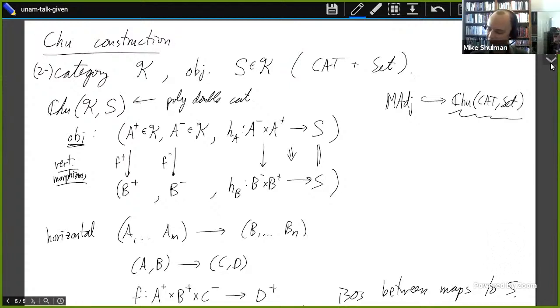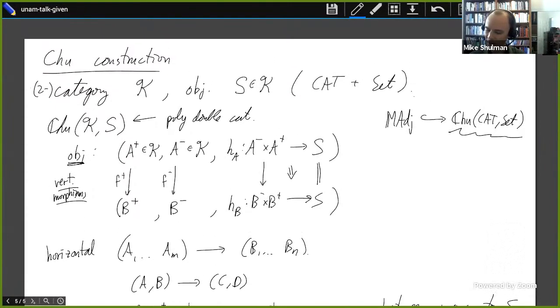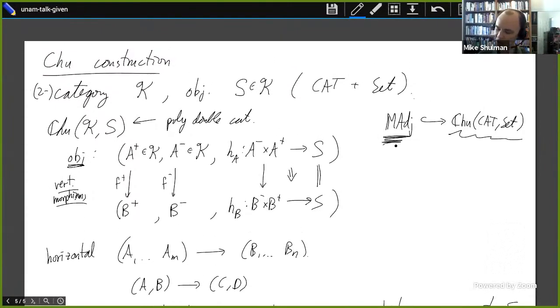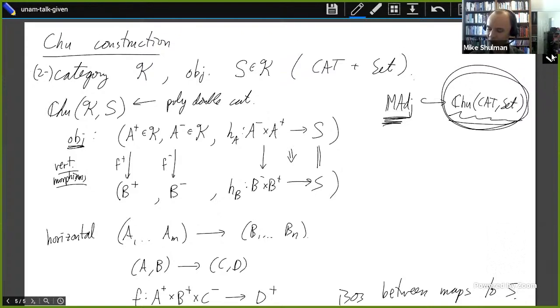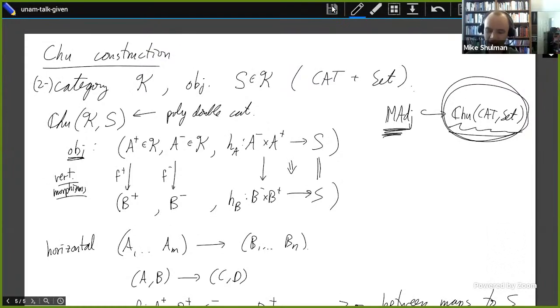But the main point that I wanted to make is that this notion of multivariable adjunction assembles naturally into a polycategory that naturally lives inside this true construction, which can be viewed as an abstract generalization of that. All right, I'll stop.